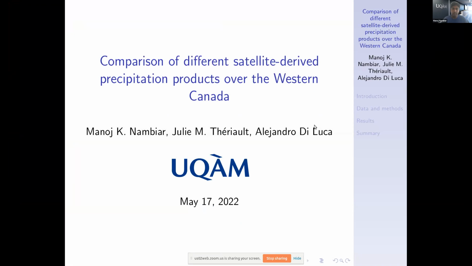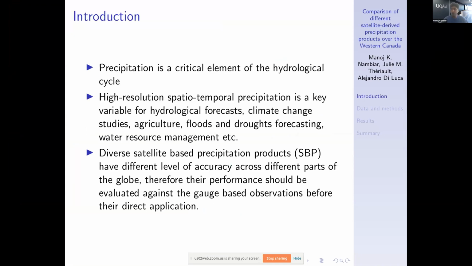Good afternoon, everybody. Thank you for coming to this presentation. We are comparing 4 different satellite-derived precipitation products over Western Canada. Precipitation is the key input variable to hydrological models and plays an important role in water resources planning. However, its accurate estimation is challenging, mainly in areas with sparse observations and regions with complex orography.